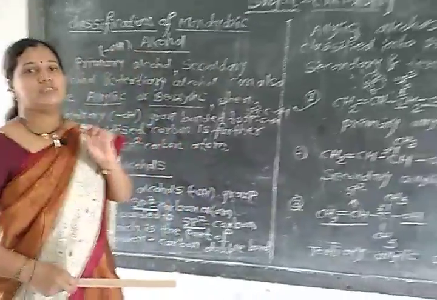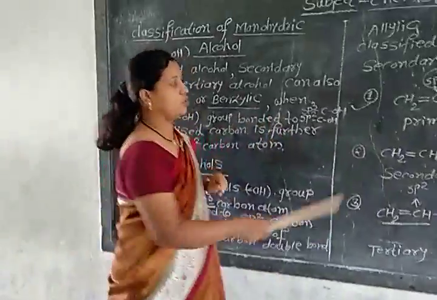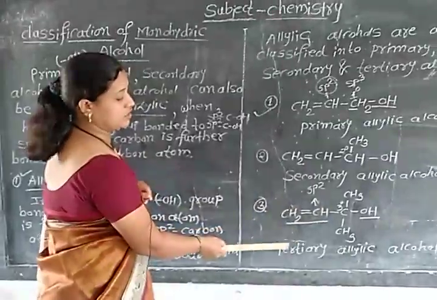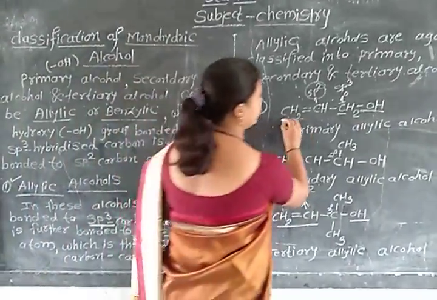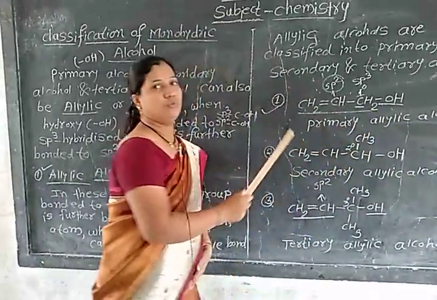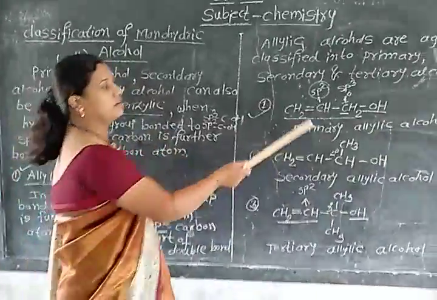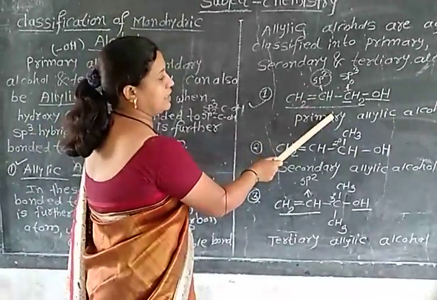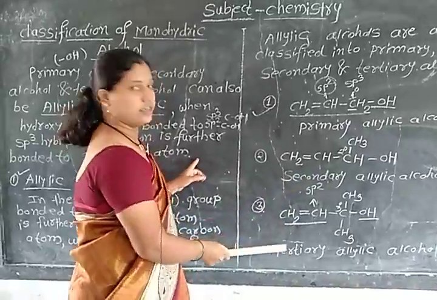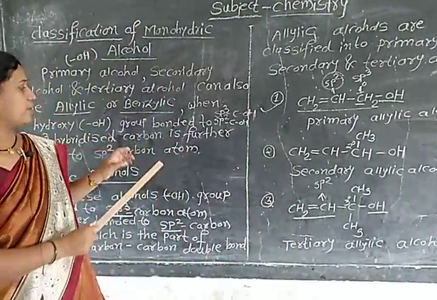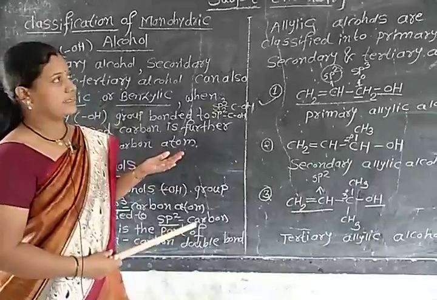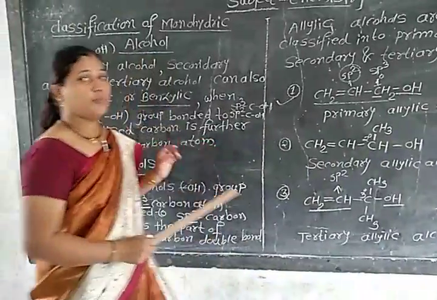So, allylic alcohols are of three types: primary allylic alcohol, secondary allylic alcohol, and tertiary allylic alcohol. This is the allylic group, and the hydroxyl group is bonded to the allylic group. Hence, they are called primary, secondary, and tertiary allylic alcohol. Today we discussed allylic alcohols, and in the next lecture, we will discuss benzylic alcohols.